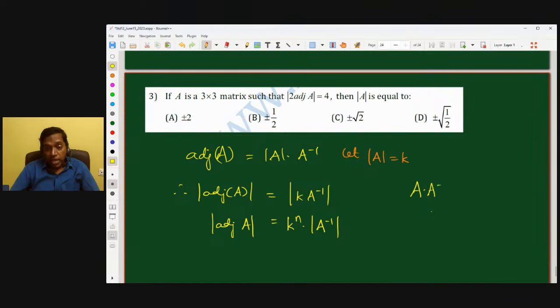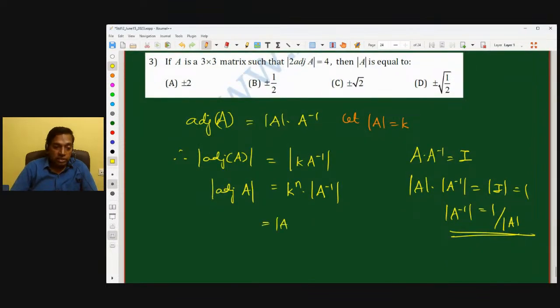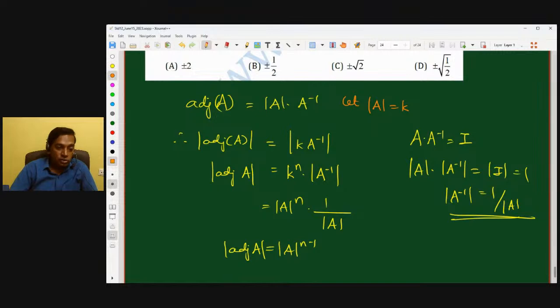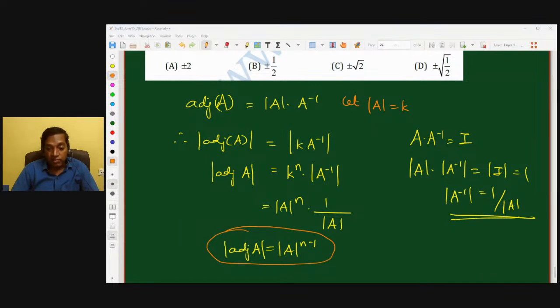Now A into A inverse is I. So take determinant. Determinant A into determinant A inverse is determinant I, which is 1. So determinant A inverse is 1 by determinant A. So this is determinant A whole power n, times 1 by determinant A, so determinant A whole power n minus 1. I should have given this result first. I'm sorry, I made a mistake. I thought I had given this result in the theory. I just checked and it's not there. I only gave adjoint of K. I didn't give determinant of adjoint. So determinant of adjoint of a matrix is determinant of the matrix power n minus 1.